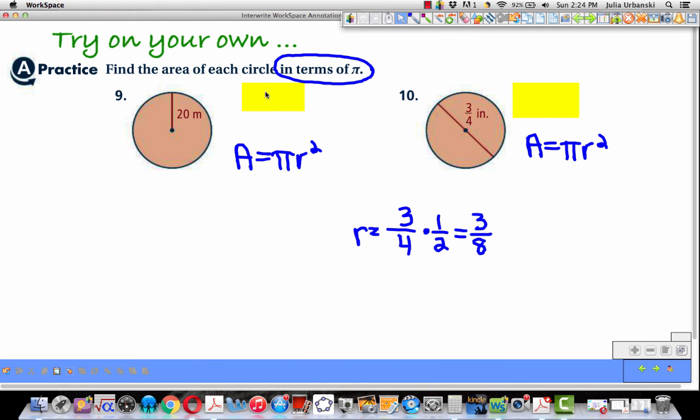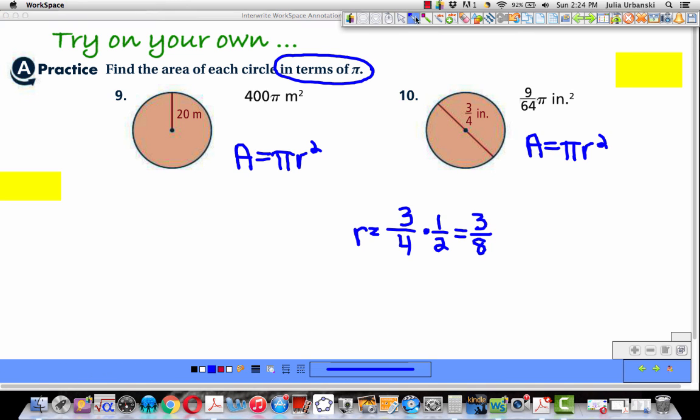Okay, so the correct answer for number 9 should have been 400 times pi meters squared. And for number 10, the answer should have been 9 over 64, or I usually write it this way, 9 pi over 64 inches squared.